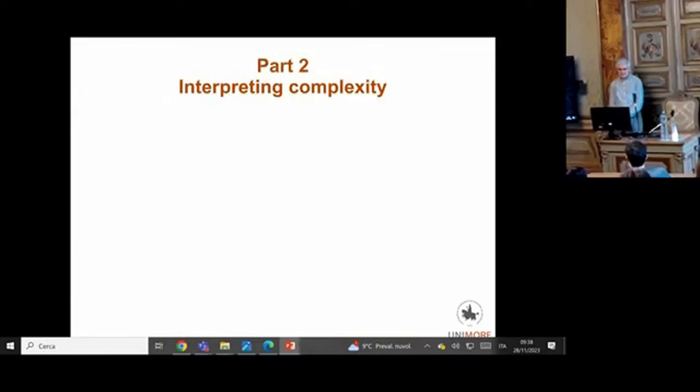Second and last part: interpreting complexity. Having discussed how complexity can be defined and measured, we get these hopefully more coherent measures of a narrower construct. And then the question: what do we do with them? How do we interpret them?